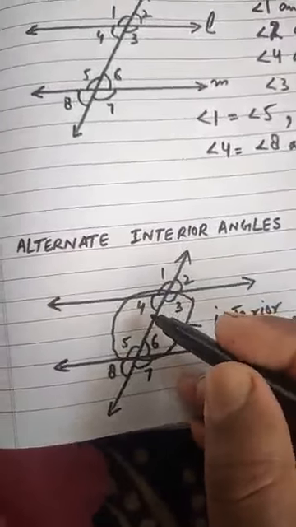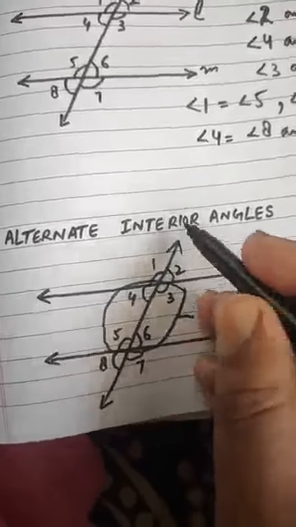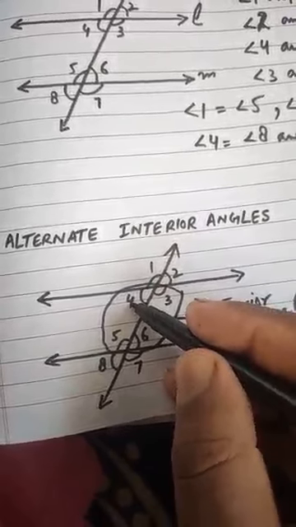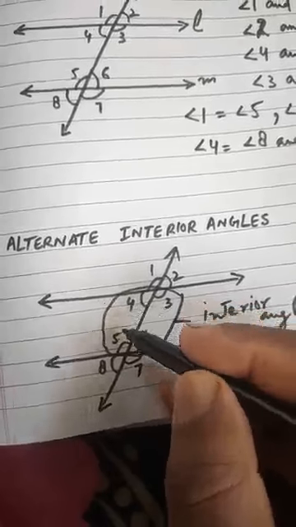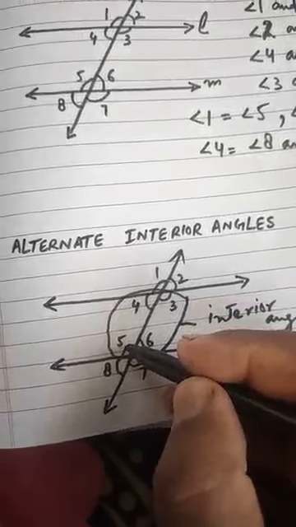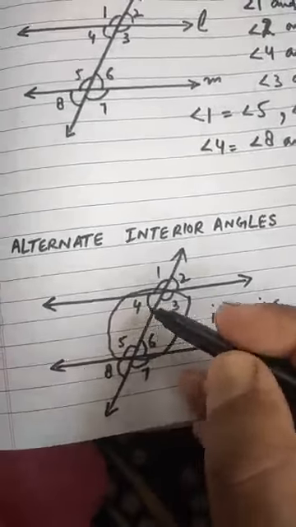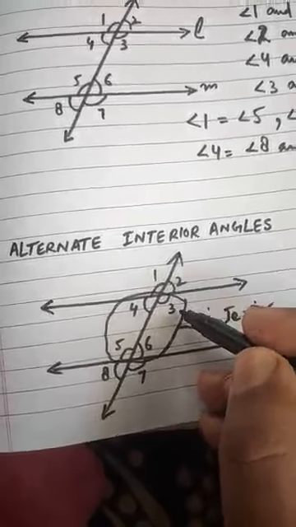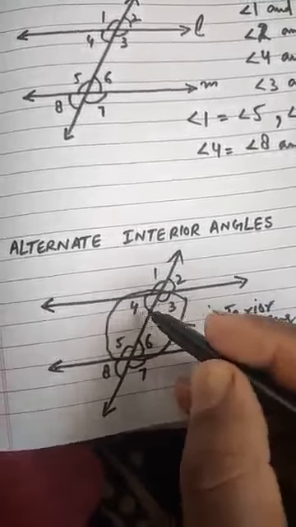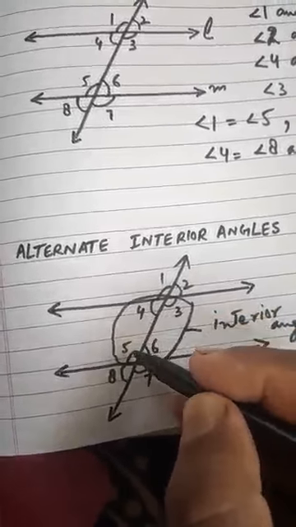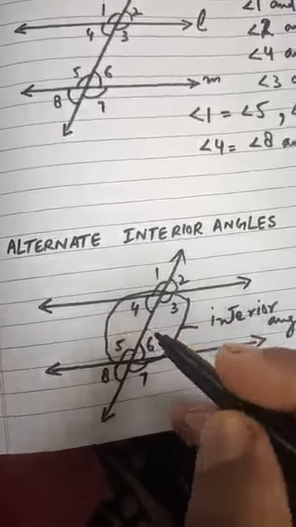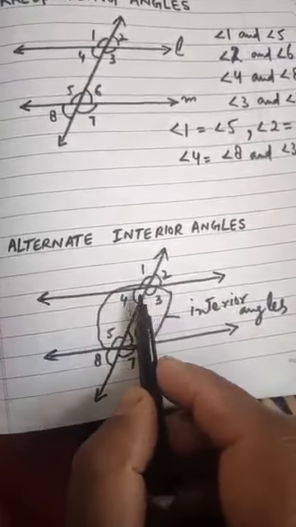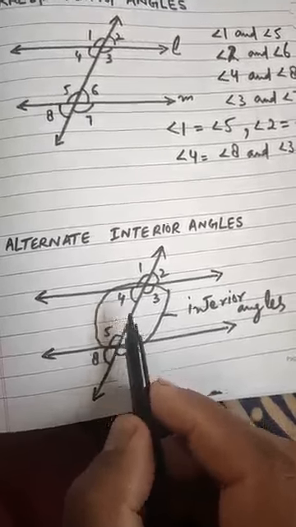That means if we take one of the interior angles as angle 4, we will not take the alternate angle as angle 5. No, we will not take the alternate interior angle for angle 4 as angle 3, because these are adjacent. Angle 4 and angle 5 are on the same side of the transversal, on the left side. Angle 4 and angle 3 are adjacent angles, so we are going to take angle 4 and angle 6.